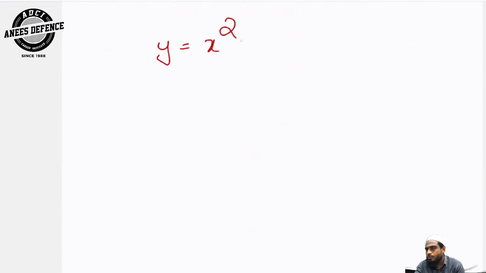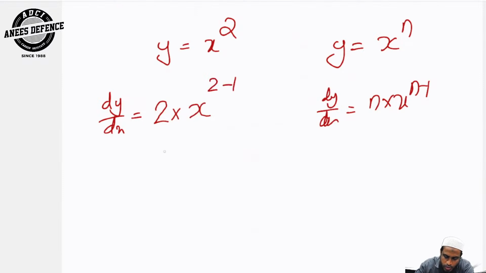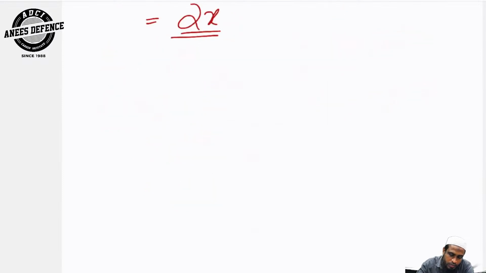So what is the derivative of x square? You have to compare with the general formula, y equal to x raised to n. So what is n? 2. So dy by dx is equal to n into x raised to n minus 1. Here you can write 2 into x raised to 2 minus 1, that is 2 into x raised to 1. So the answer is 2x. Understood?